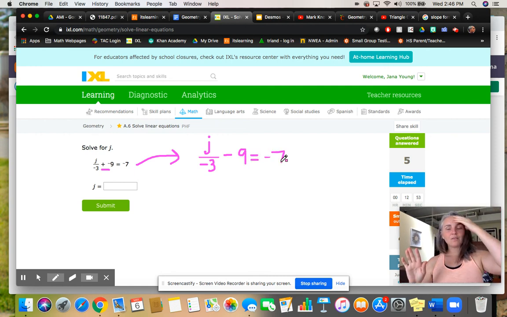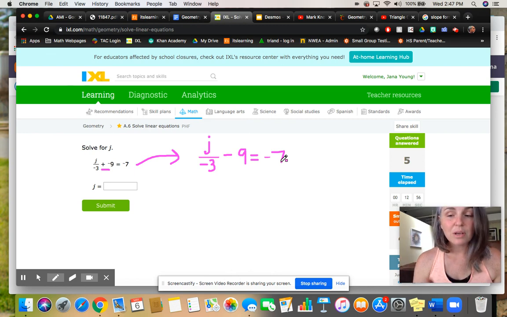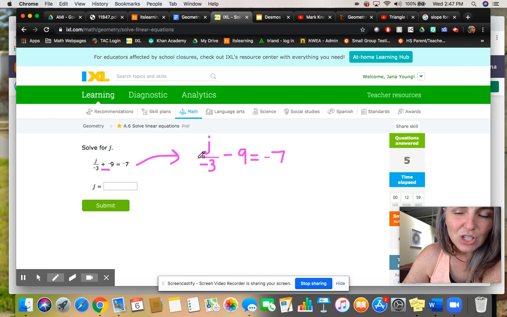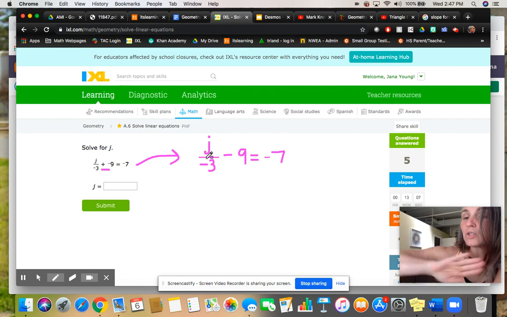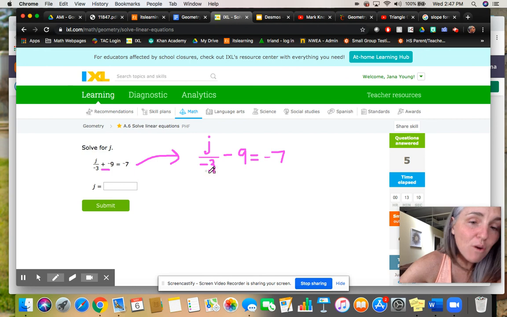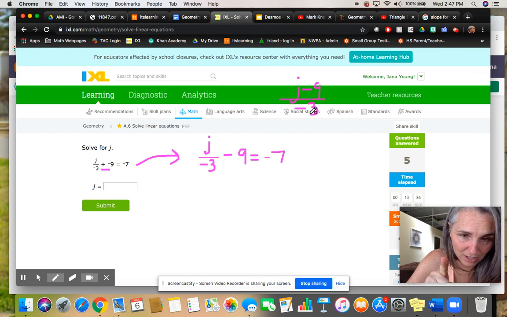And now this is a little confusing because before, when we had a division sign, I said, let's just multiply first and move that. But we don't want to do that this time because the 9 isn't divided by 3. So we want to move it first before we multiply by negative 3. The difference is if this had said j minus 9 all divided by negative 3, if both of those things were divided by negative 3, then I would divide first. But because this 3 isn't dividing this 9, I've got to move that 9 first, okay?